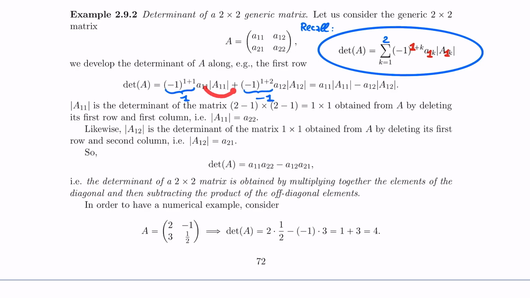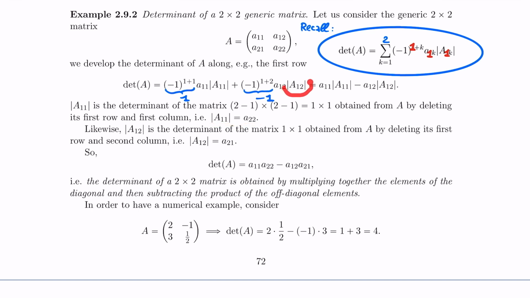Recall now that this is the minor 1,1. That is the determinant of the matrix of size 2 minus 1 times 2 minus 1, that is 1 times 1, which is just a scalar, obtained from the matrix A by deleting the first row and the first column. So if we delete the first column and the first row, we end up having just a22. So the minor 1,1 is the entry a22 of the matrix A.